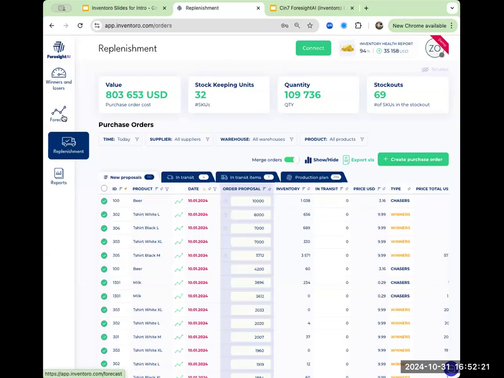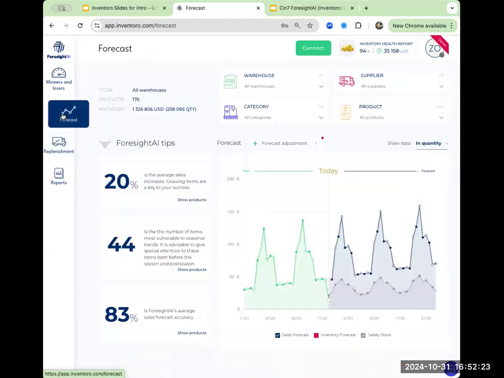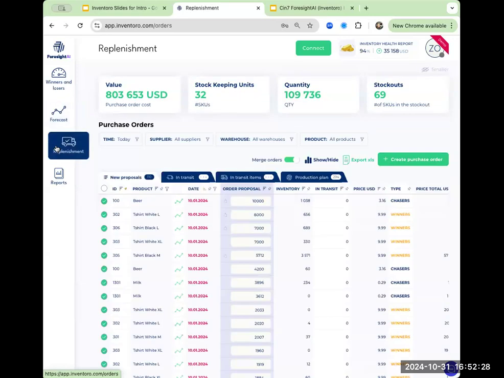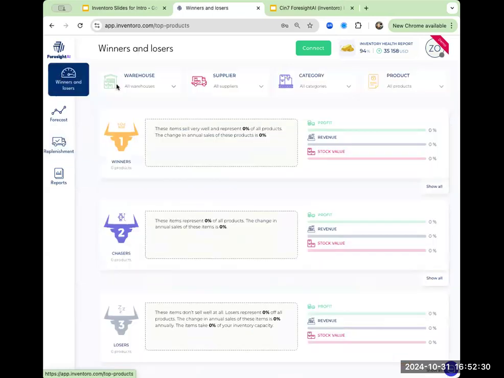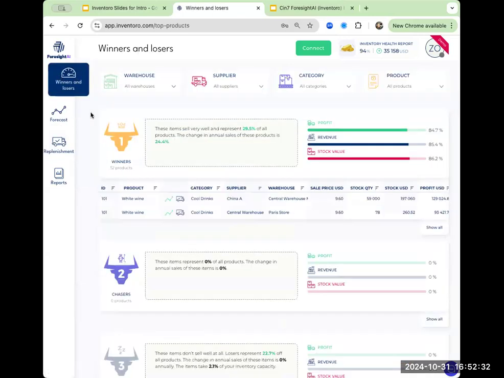So this is going to be probably what you're in day to day. You're probably going to look at your forecast. You can get more deep into the data if you have time. Replenishment's going to be where you're going to be doing your reordering, and winners and losers might be a place where you're strategizing.